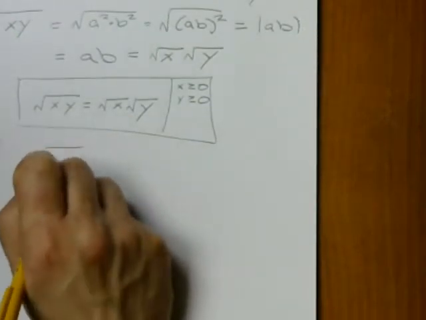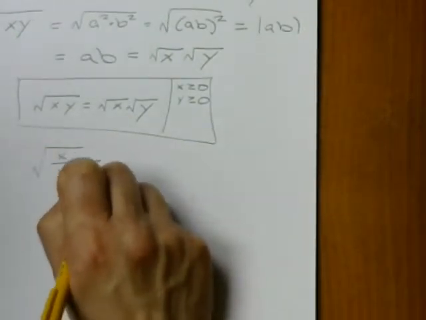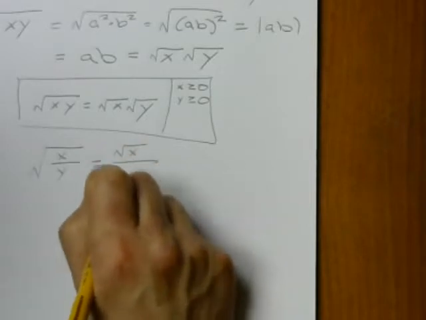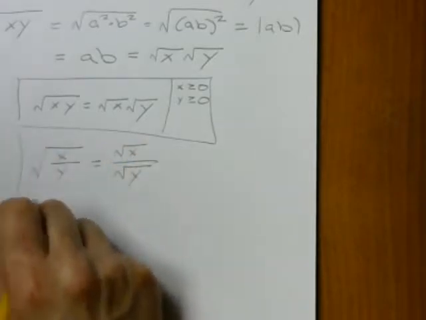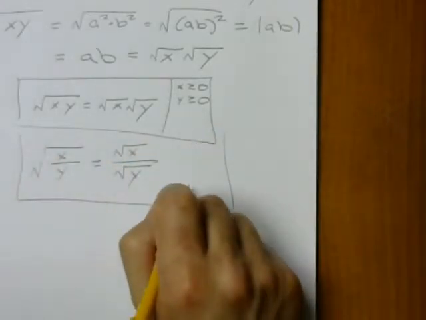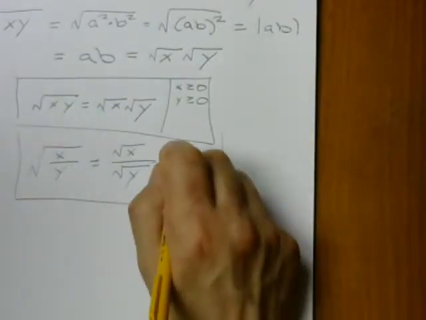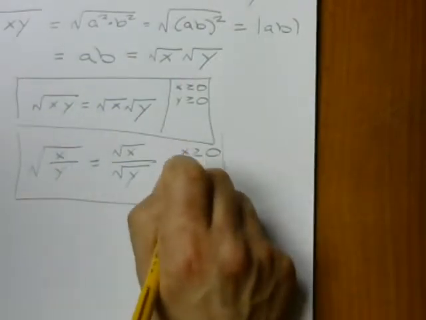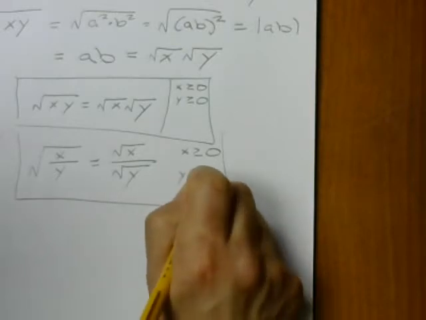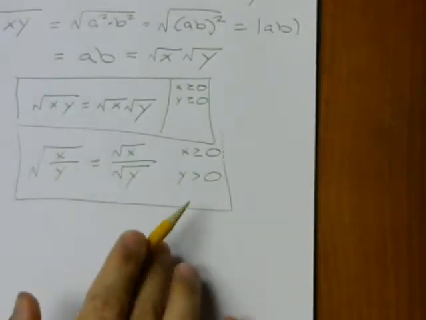Similarly, we can argue this as well. It doesn't just work for multiplication, it also works for division. However, here we have x greater than or equal to 0, and y is strictly bigger than 0.